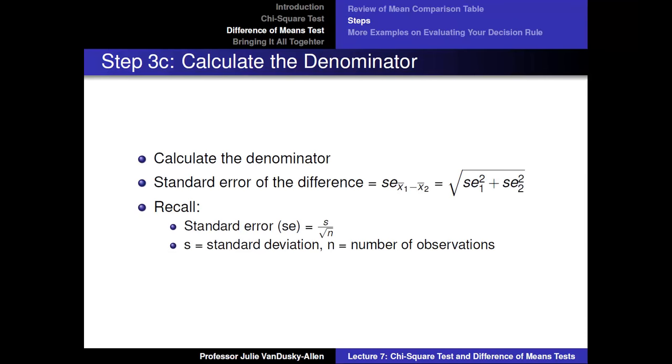Next, we calculate the denominator. Recall that the denominator was the standard error of the difference. The standard error of the difference of the two sample means is calculated as follows: the square root of the sum of the squared standard errors of each sample. Recall from the last lecture that the standard error for a sample is the standard deviation divided by the square root of the number of observations.